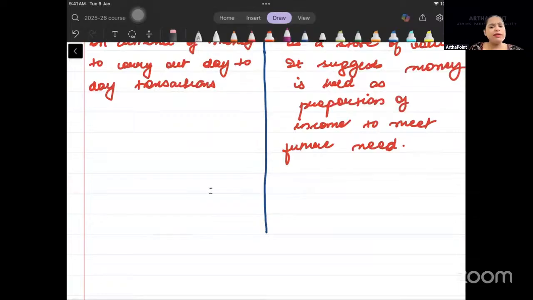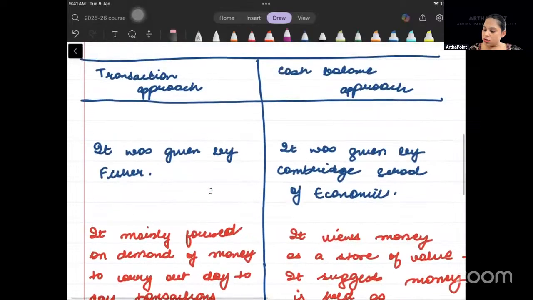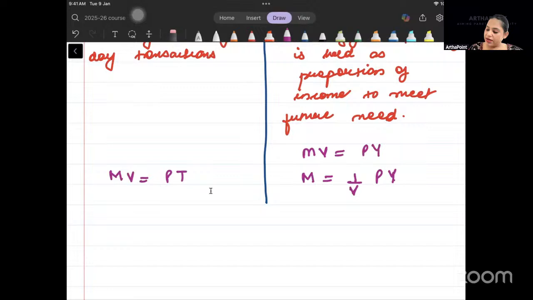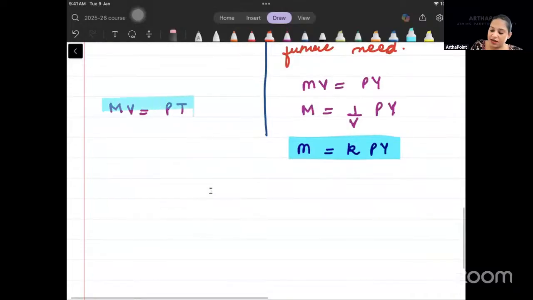Now when we talk about the transaction approach, the equation is MV = PT. And when we talk about the cash balance approach, M = (1/V)PY. It begins by stating MV = PY. Take V on the other side, it becomes M = (1/V)PY. 1/V becomes K, so M = KPY. And this becomes the cash balance approach, M = KPY, while the transaction approach says MV = PT.